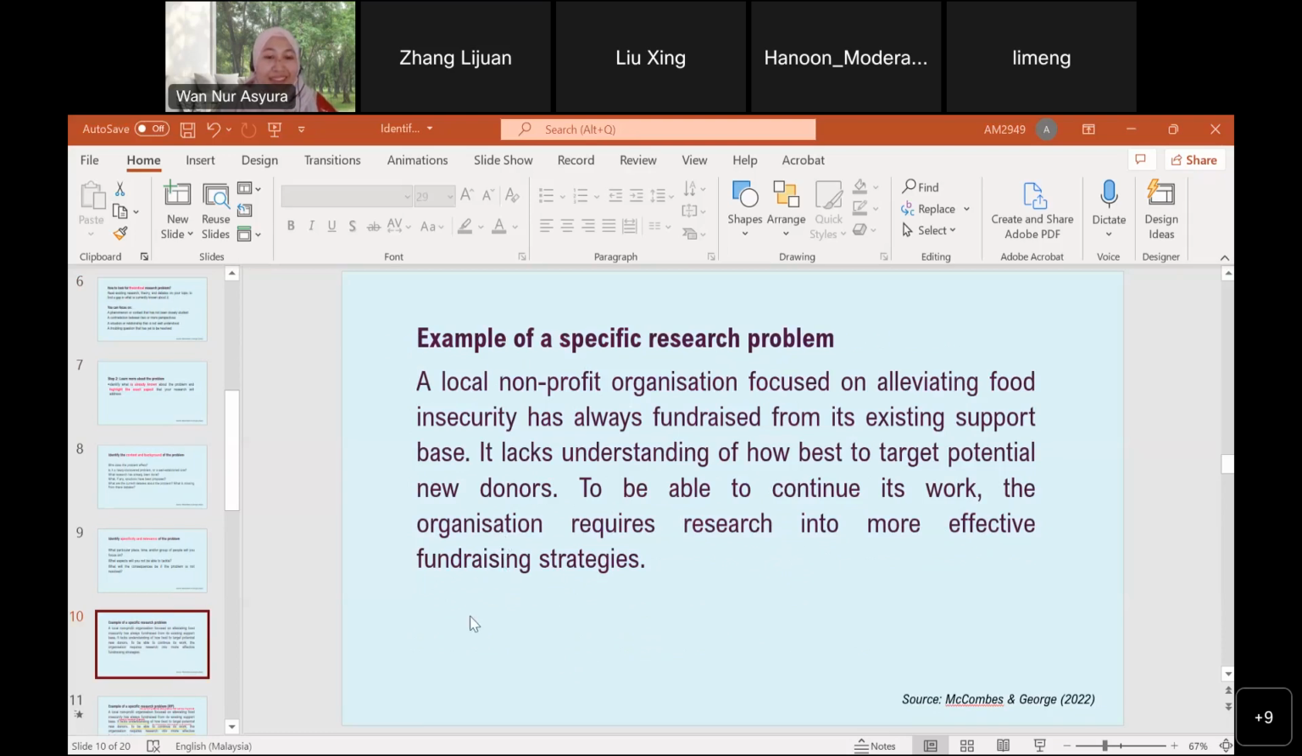Is there any elements of whatever that we have discussed just now that you can find in this research problem? Can I have someone? Okay, the clue is, okay, yeah, Hanun.